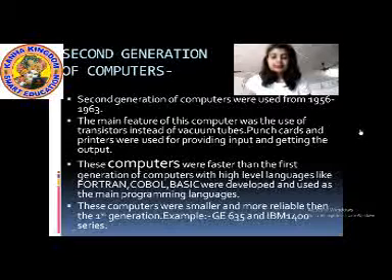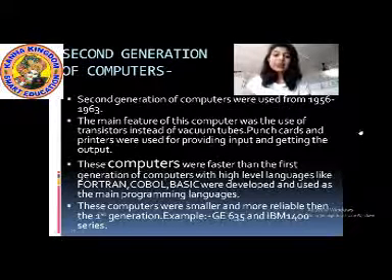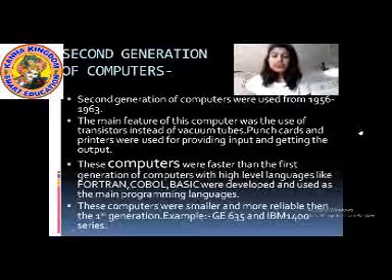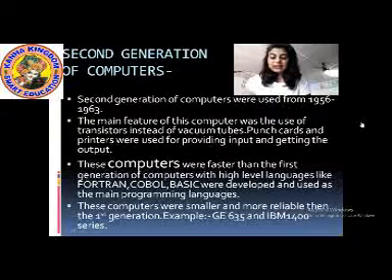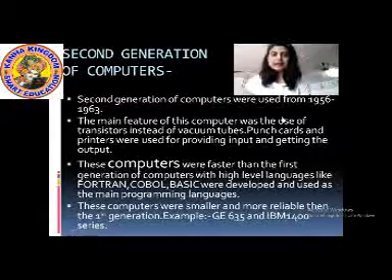Now, what are the examples of second generation computers? The examples are the GE 635, which was a model of second generation computers, and the IBM 1400 series. These are the examples of second generation computers.